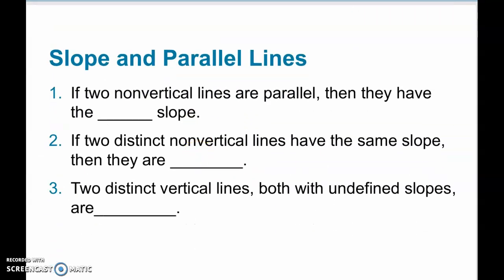So let's fill in the blanks here. If two non-vertical lines are parallel, then they have the same slope. And what does it mean for lines to be parallel? Parallel lines are lines that never intersect.